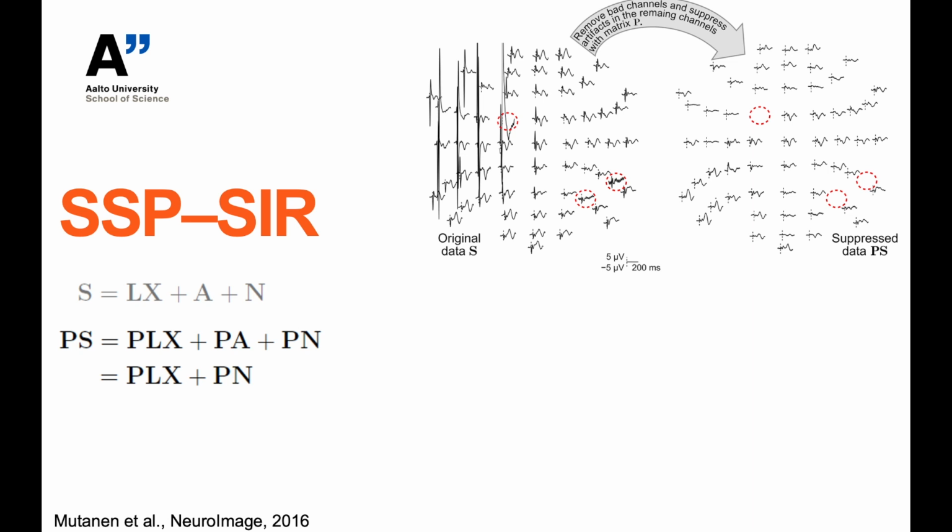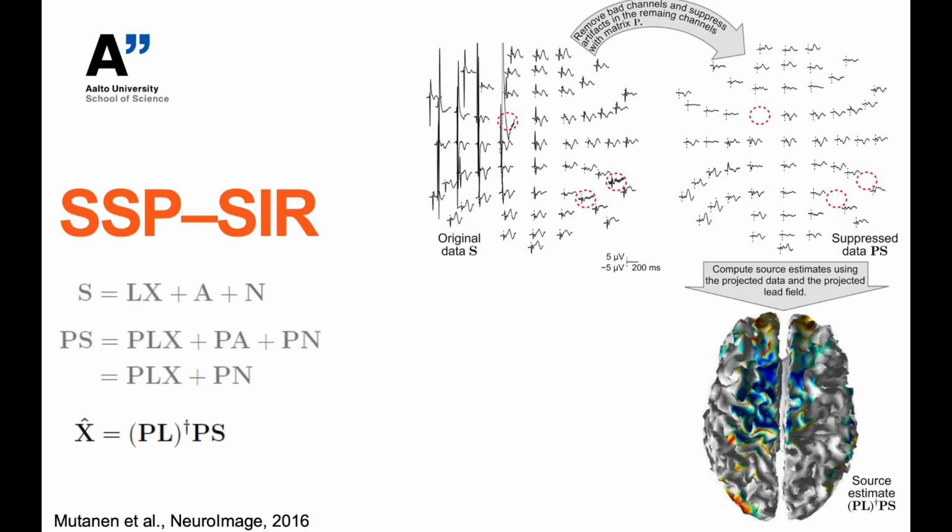So we can use traditional inverse estimation methods to estimate the cortical sources that will generate the artifact-free signal. And because we have the lead field matrix L and the source estimates now, we can actually go backwards and reproduce the artifact-free signal in the original signal space.